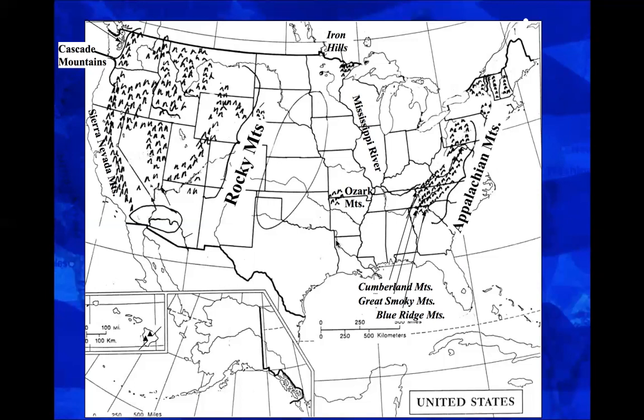Let's see what's next here. The Black Hills are right here. Oh, I see. There it is. The Iron Hills are up here, right kind of where this corner of Minnesota is. And then the Black Hills are right here in South Dakota. The Atlantic Ocean's over on this side. Pacific Ocean's over on this side of the country.